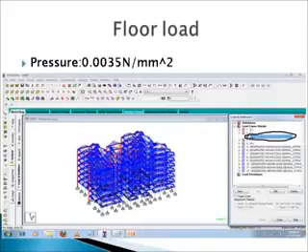Next, floor load. Load on the floor is due to loads of walls and slab. Create a load case just similar to the above loads and give the intensity of floor load. After applying it to the structure it looks like this.